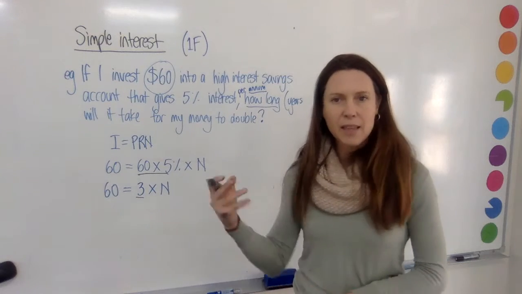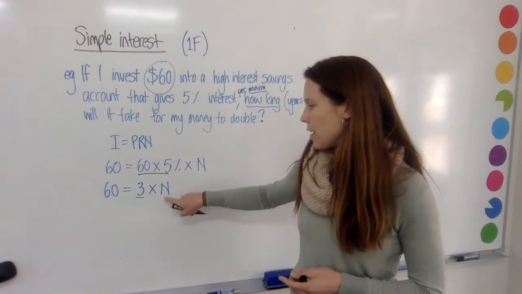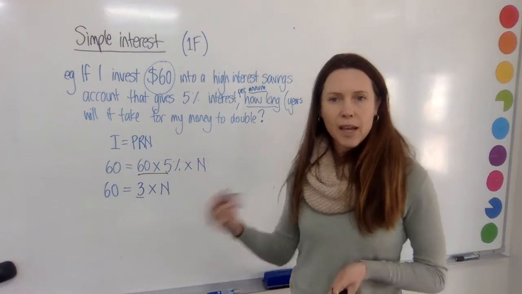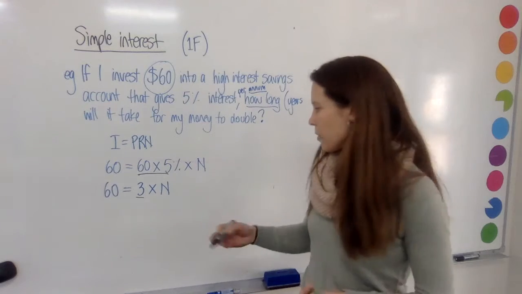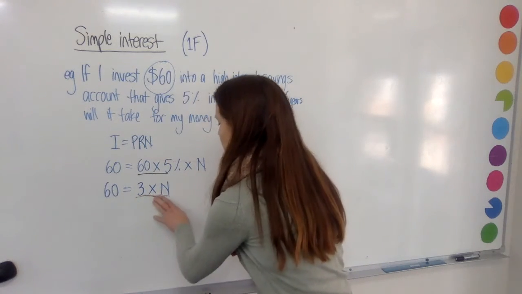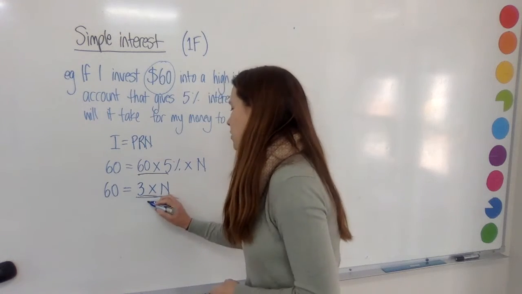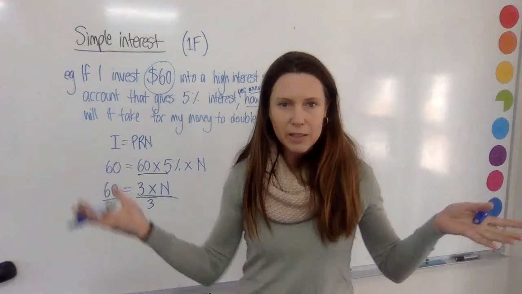All right, now we need to solve for n. That means we need to get the n by itself. So look at what's happened to this n. We've got n times 3. How do we undo multiplying by 3? We need to divide by 3. So if we divide this whole side, let's use blue, this whole side of the equation by 3, we need to divide this side by 3 too to keep it balanced.